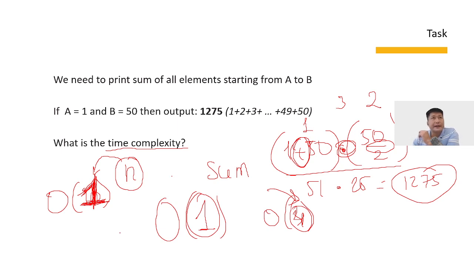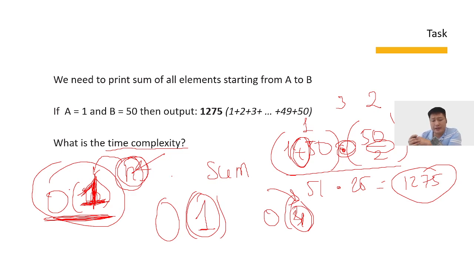So any algorithm that works very fast and doesn't depend on the number of elements, like doesn't depend on this n, it's a constant time algorithm, and we should write it as O(1), okay? O(1). We will talk about it later.